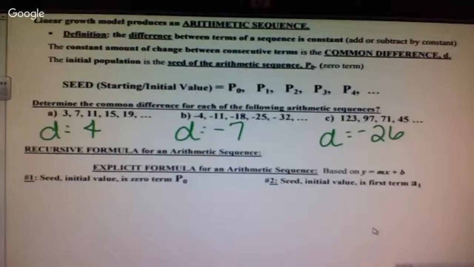Okay, so with this information, you should be able to write 2 types of equations. The one is the one that we talked about in chapter 9, where I said the recursive formula was P sub n equals P sub n minus 1, and you either have to add or subtract your D value. So get that down, and I'll explain what that means again so everybody's on the same page.